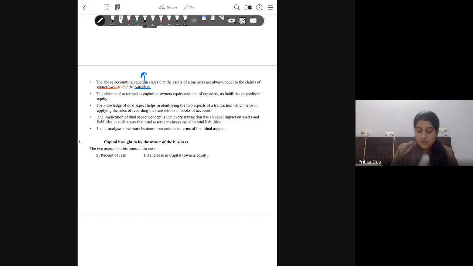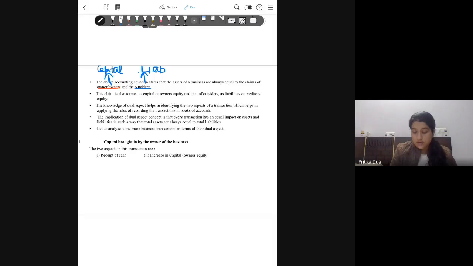Okay, both are something which the business owes, but what it owes to the owners is known as capital, and what the business owes to the outsiders is known as liabilities. Okay, so claims on the business should be equal to the assets of the business. Okay, let us look at some simple examples and then we proceed to a full-fledged question.